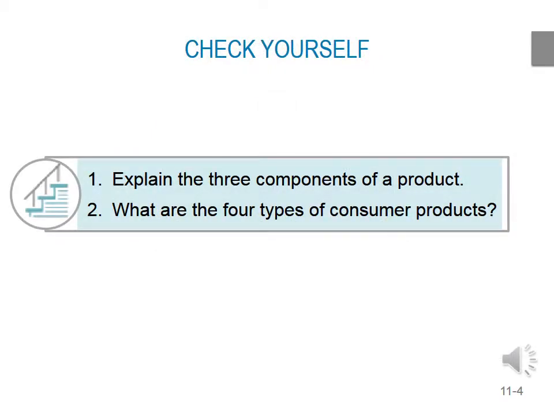Students, explain three components of a product. The three components of a product are customer core value, actual product, and associated services. Secondly, what are the four types of consumer products? They are specialty, shopping, convenience, and unsought.